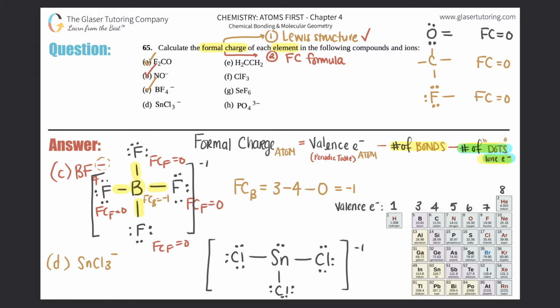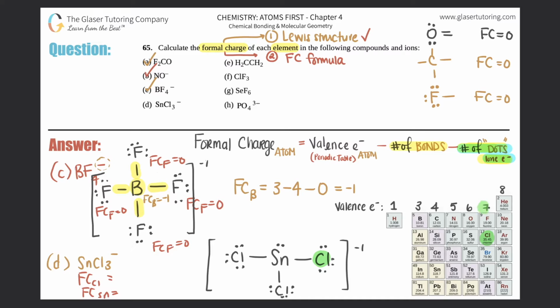Now for the chlorines, they look like there's 3 of the exact same ones. Each chlorine has 1 bond and 3 lone pairs, right? This chlorine has 1 bond, 3 lone pairs. And this chlorine has 1 bond, 3 lone pairs. So we just have to do one of them and the others will be exactly the same. So formal charge of Cl and then formal charge of Sn. I'll put that in lowercase. Okay. So let's start with the chlorine.